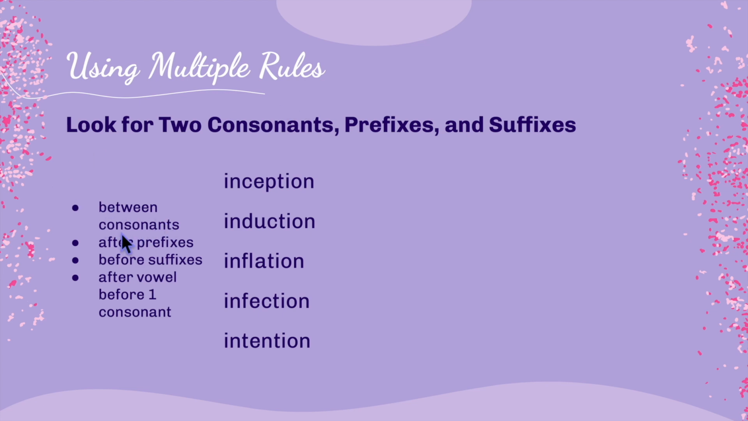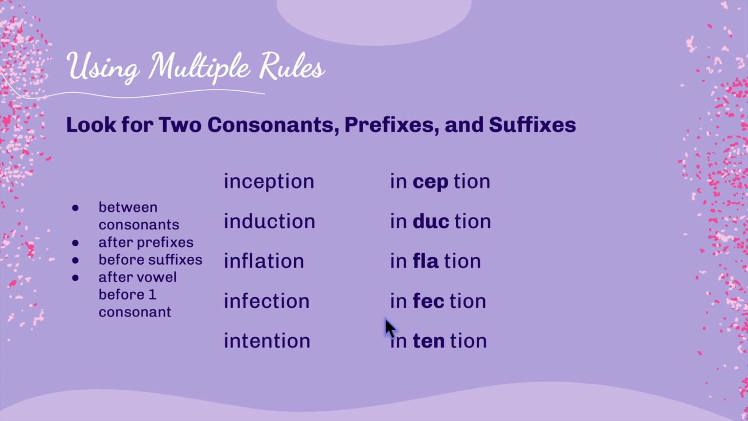Let's practice on words using multiple rules. We want to divide between two consonants, after prefixes, before suffixes, and after a vowel before one consonant. Right here we have the prefix in all of these words, and the suffix shun. Here we have a vowel in the middle of a syllable, so it's closed, and we use the short sound in both of these words. Inception, induction. Here we have an open syllable with a vowel at the end, so we try the vowel's long sound first. Inflation. Vowel is in the middle, try the short sound.